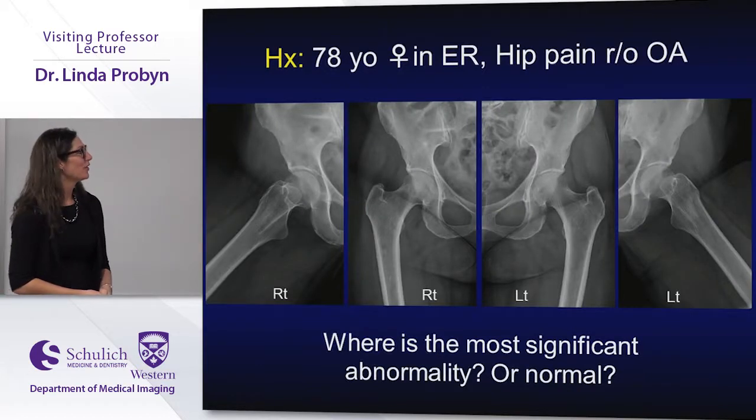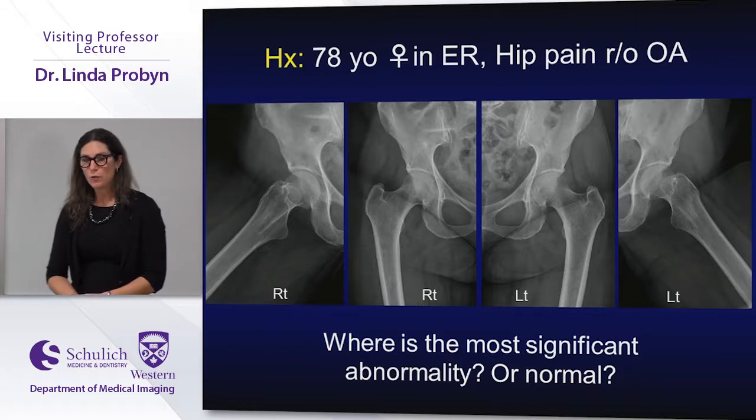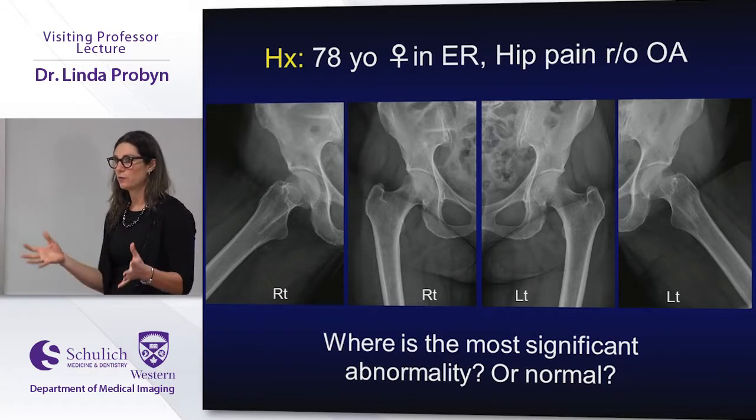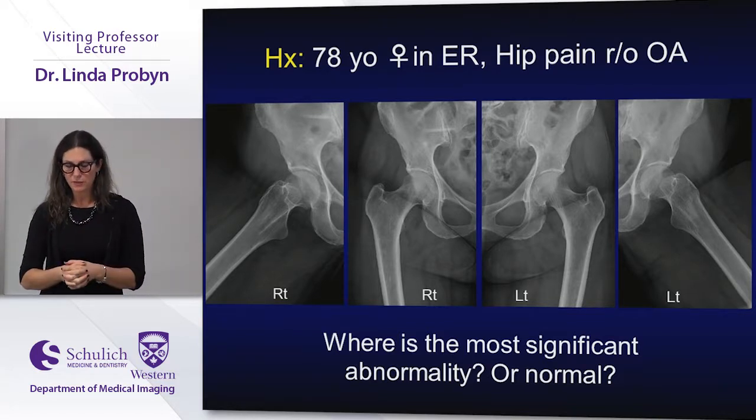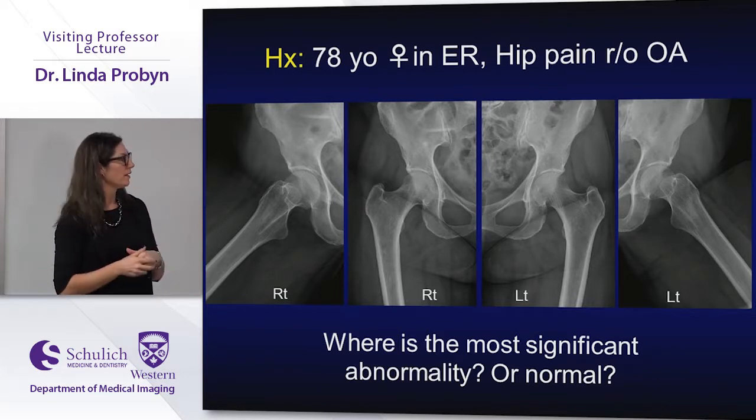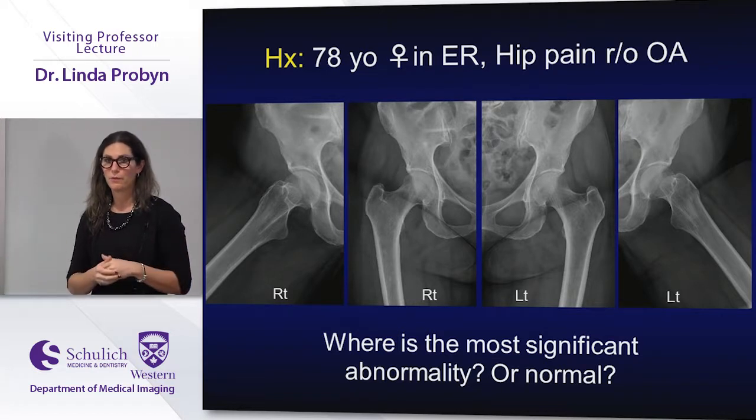Okay, so I want you to have a look at this case. This is a 78-year-old female who was in the emergency department and presented with hip pain, and the clinical history we were provided with was hip pain, rule out OA. These x-rays are there for you just to have a look at. I want you to see what you think here. Where's the most significant abnormality, or are these x-rays normal? How would you report those?